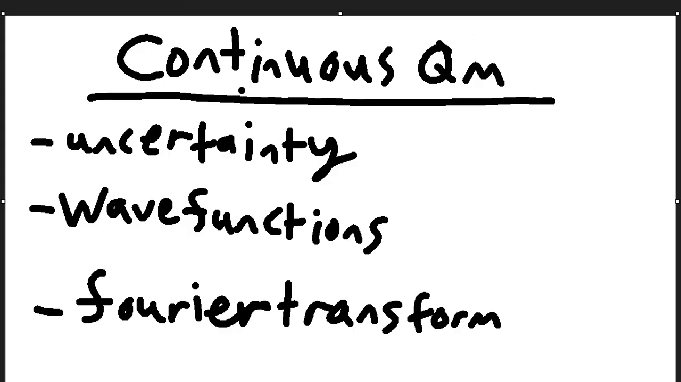So, continuous quantum mechanics. We'll cover the uncertainty principle, the wave functions, and hopefully the Fourier transform, which might actually be optional, but I'm going to cover it because I think it's somewhat helpful. It's interesting, but it might be confusing. So if the rest of this video is too confusing, don't worry about Fourier transforms. But anyway, we're burning daylight.